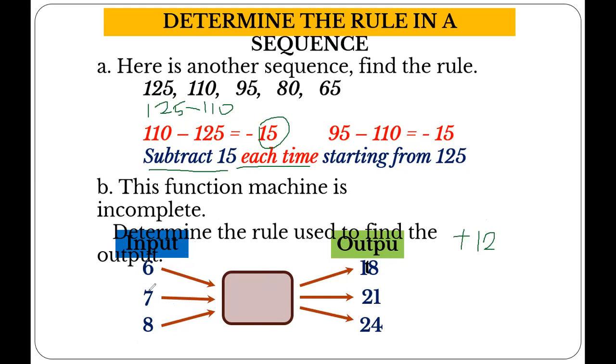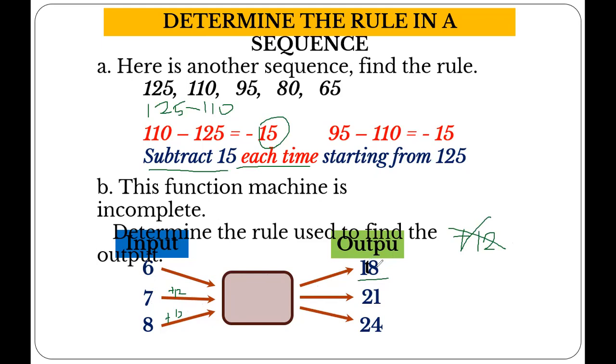So how about 7 plus 12, is it 21? No. 8 plus 12, is it 24? No. Therefore, we cannot apply plus 12. What else can we do? 6 times something, the answer is 18. 7 times something will give me 21. What do you think it is? 18, 21, 24. Which table? Can you tell me? Yes, it is table 3.